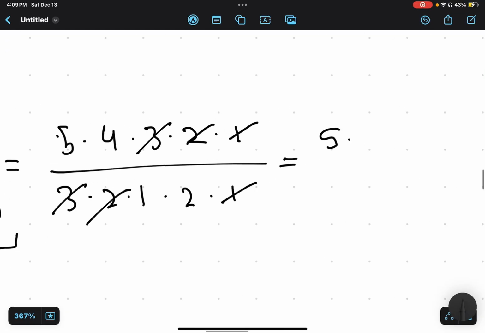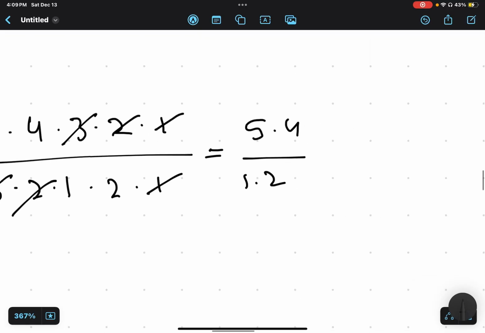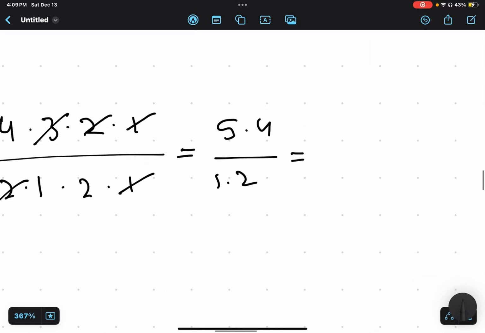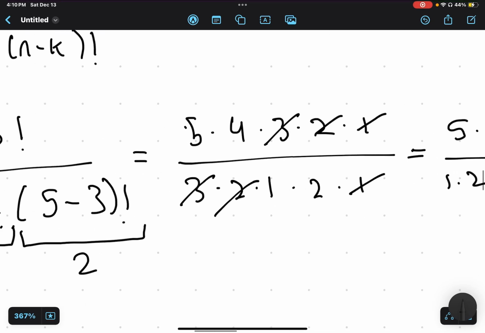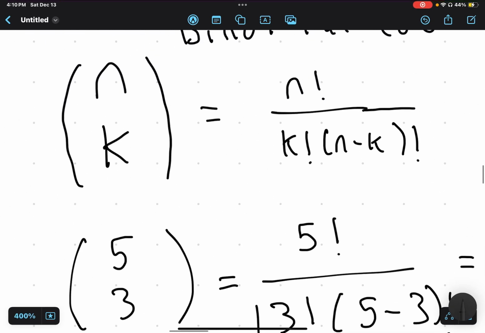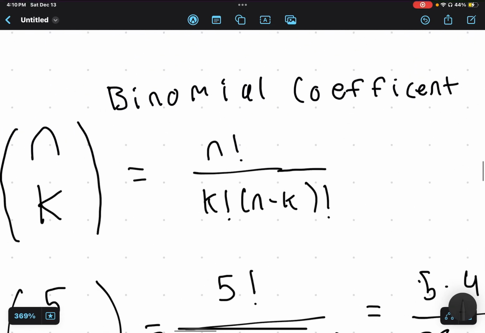That gives us 5 times 4 over 2 times 1, and that is a very easy one. You guys can probably already do it. It is equal to 10. So, very, very easy. Do not let unknown things scare you guys. I wrote it out here for you. This is the binomial coefficient.